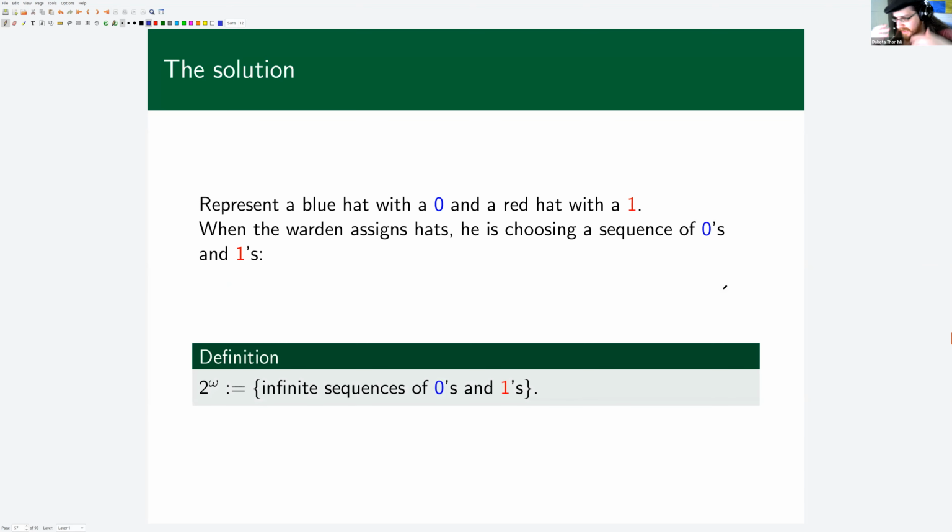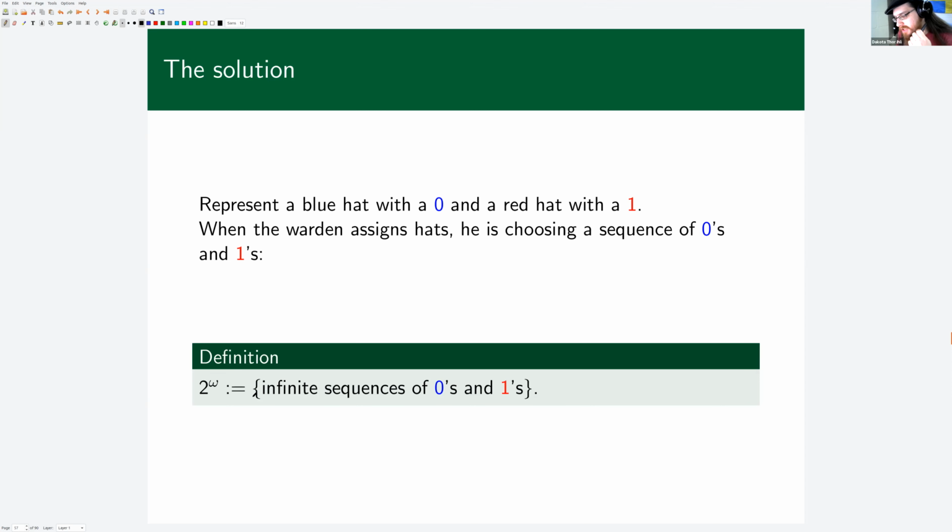And if you want to collect all of the infinite sequences of 0s and 1s into one nice little space, this is how we usually denote it. It's just a 2 with a superscript lowercase omega. The 2 refers to the fact that there are 2 hat colors, and the omega refers to the fact that there are infinite sequences. I'm a logician, and logicians like to represent the natural numbers with the lowercase letter omega. Just sort of a quirk we have, I guess. We have good reason for it, but okay.